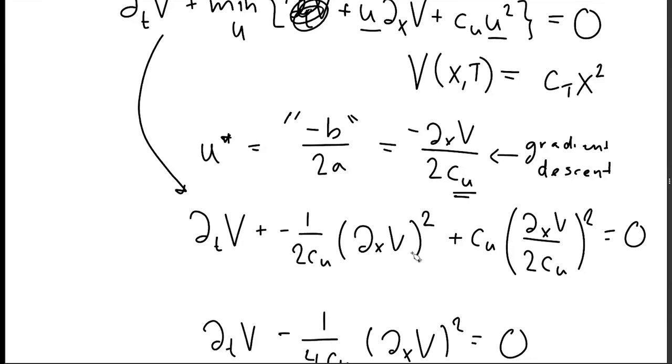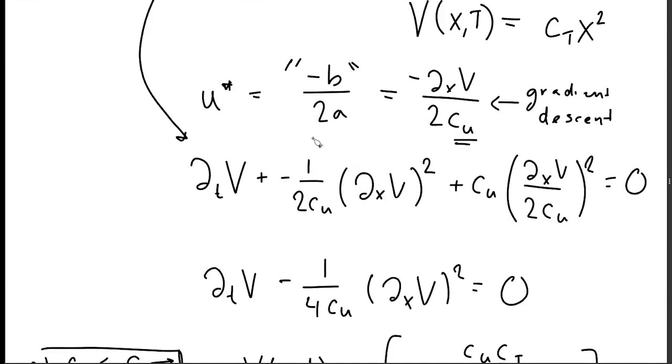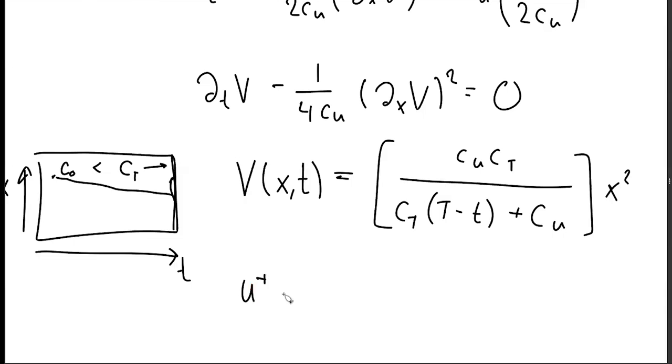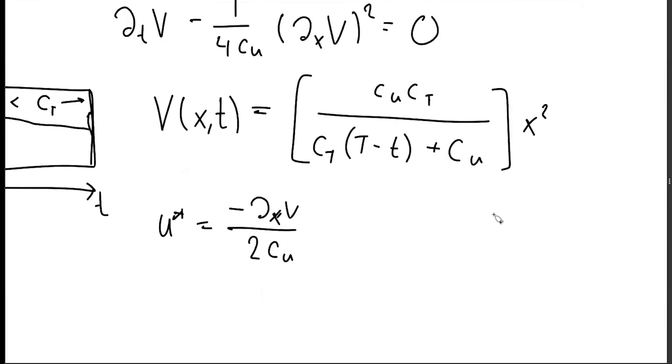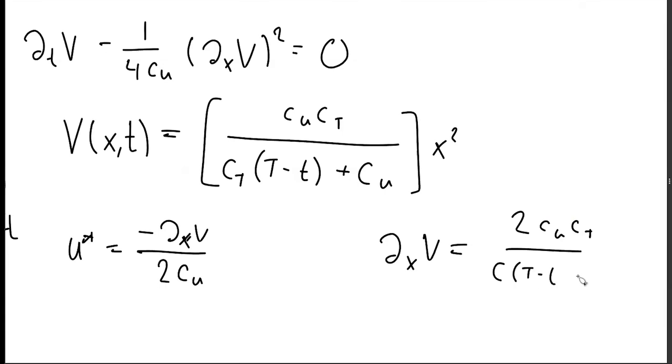Okay, so this is our V(x,t). We have our value function. And now we want to use this equation for u* to find what our optimal control is. So u* is equal to negative partial_x V over 2 c_u. So let's evaluate partial_x V. We're just going to get 2 c_u c_T over c_T (T - t) plus c_u. This should be times x. So it's linear in x.